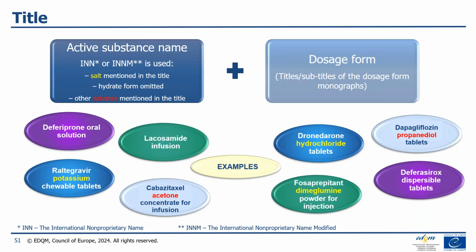The reason for that is what I mentioned previously, that one medicinal product monograph can cover the active substance in several hydrate forms. And for the dosage form, we use titles or subtitles of the relevant dosage form monographs. There are a few examples like dronedarone hydrochloride tablets, lacosamide infusion, cabazitaxel acetone concentrate for infusion, and so on.